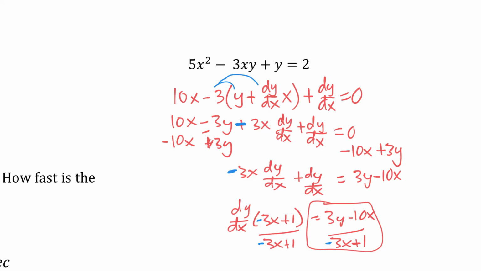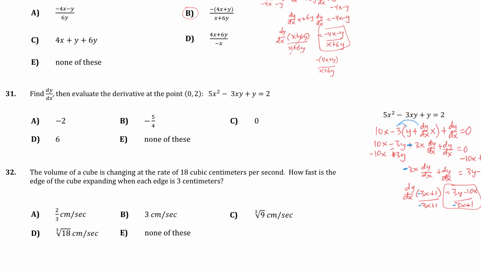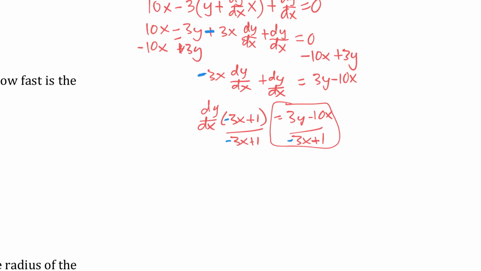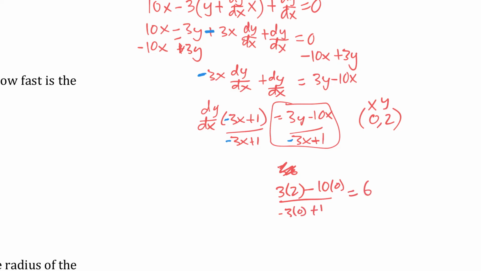Now let's look at this. And then 0, 2. 0, 2 is our point, so it's 0, 2, where this is the x and this is the y. So that's 3 times 2. Oops, I'm thinking ahead. 3 times 2 minus 10 times 0 over negative 3 times 0 plus 1. And so that's 6 over 1, which is just 6.